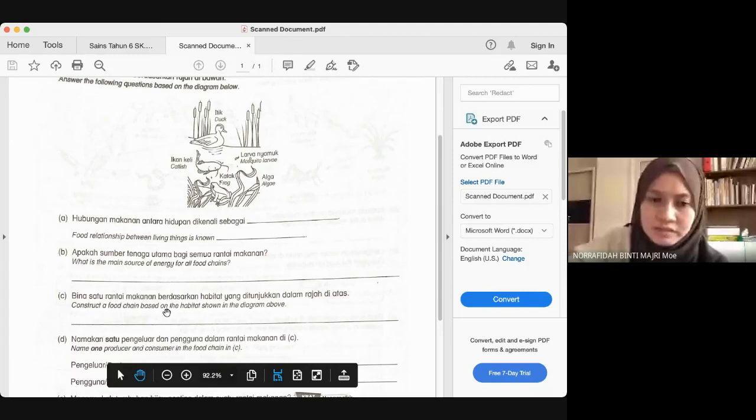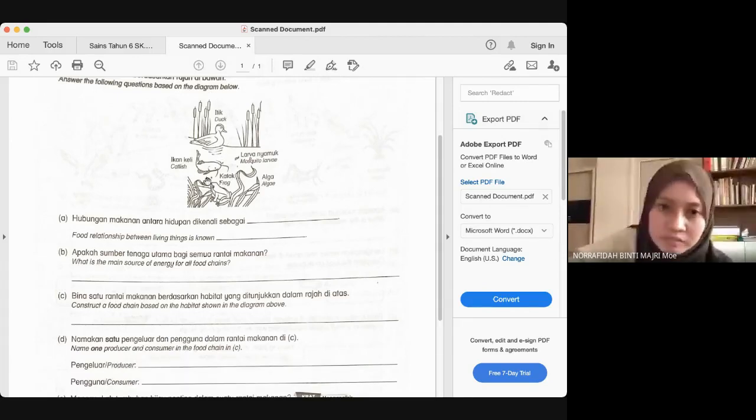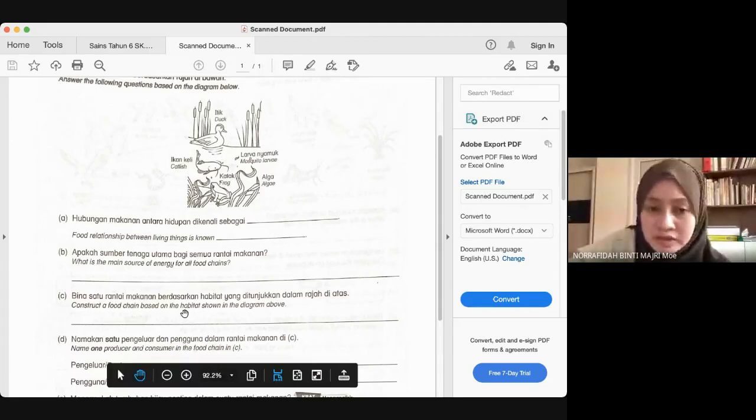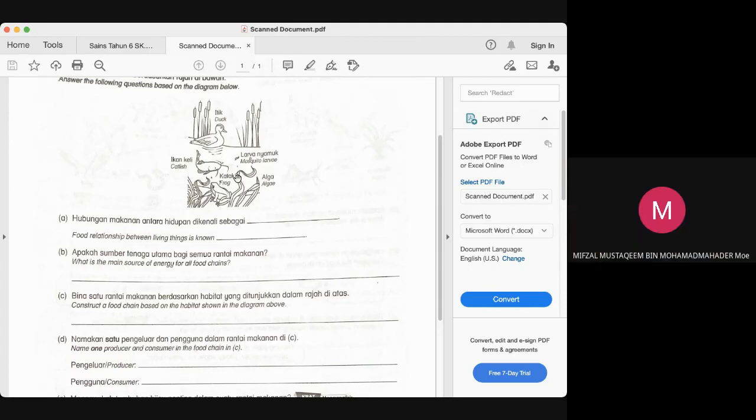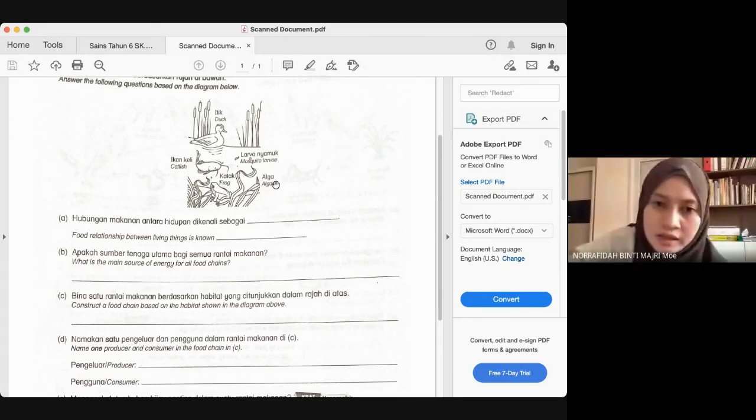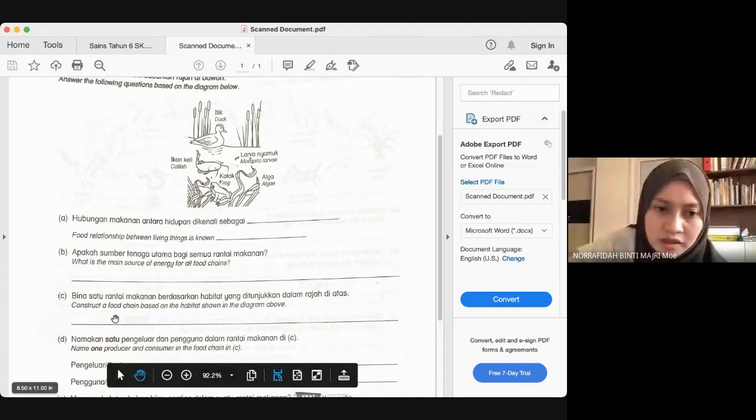Construct a food chain based on the habitat shown in the diagram. This diagram shows a habitat, and there are animals as well here. So you write down the food chain. A food chain, that means only one food chain that you can create from this habitat. Okay, can you do it? Let me start with one. You start with algae here, A-L-G-A-E. You start with algae, and then you draw arrow, and then the rest of that one I will check after that.